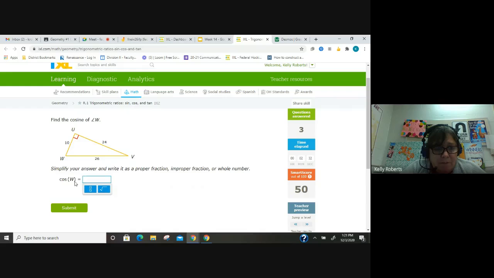Cosine of W. Here's W. Cosine is adjacent over hypotenuse. The hypotenuse is across from the 90-degree angle. So here's the hypotenuse. Adjacent has to touch W, so it has to be the 10. So 10 over 26, which reduces to 5 over 13.